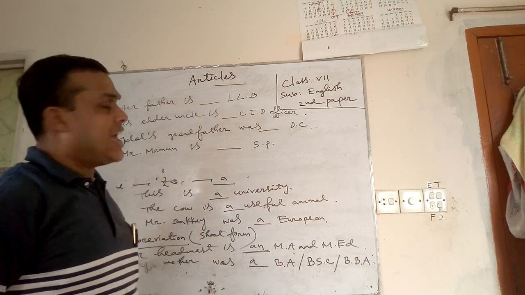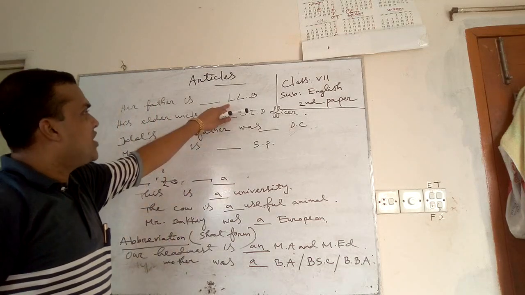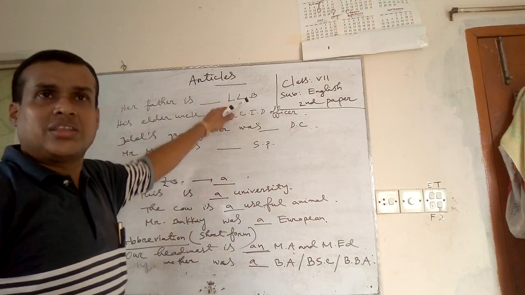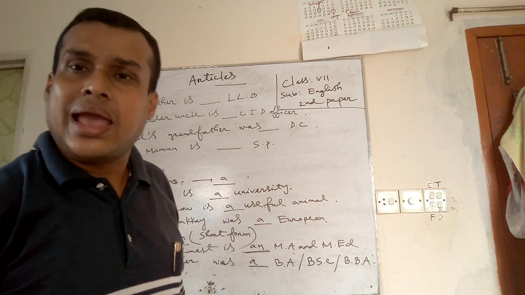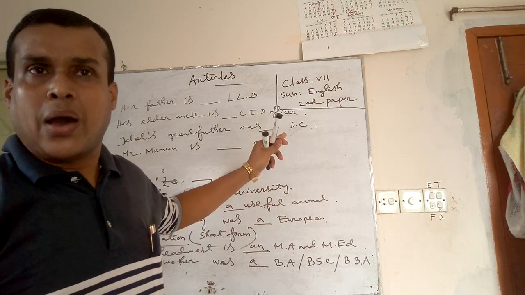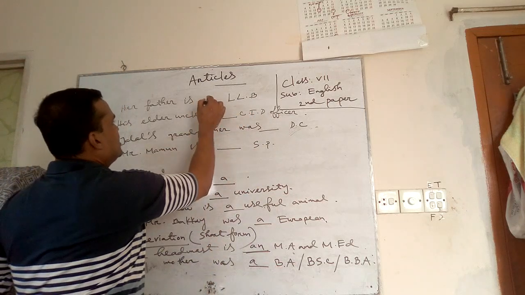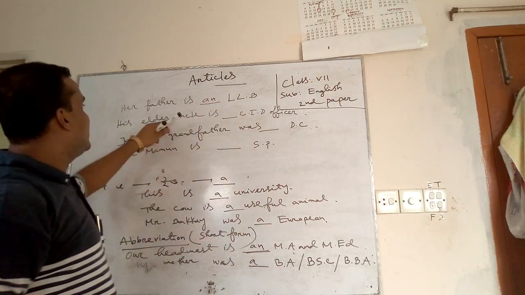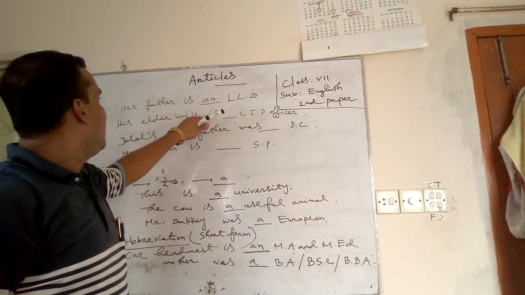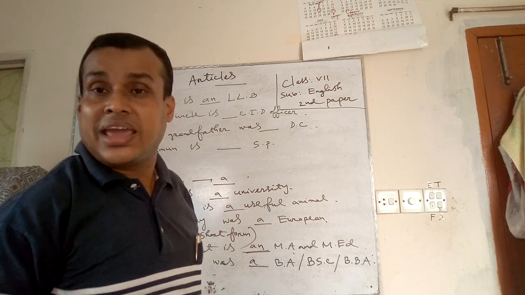My father is an LLB, Bachelor of Law, LLB. You utter the first letter L elaborately, "el". So the vowel sound comes first, so you should use an. Next sentence, his elder uncle is a CID officer.